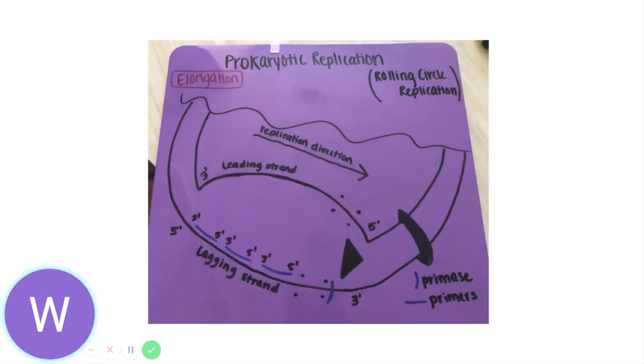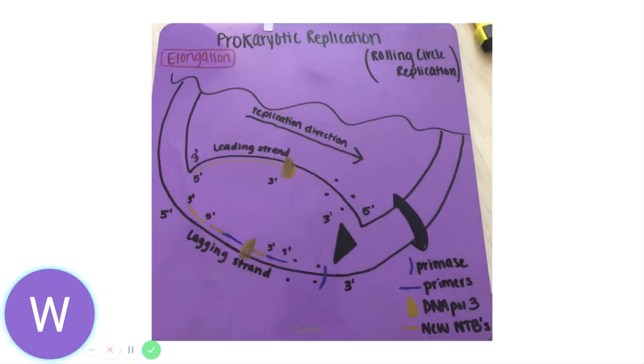So now we're going to move on to elongation. And as you can see, we have the replication direction heading to the right and our leading strand on top with our lagging strand on the bottom. So now that we've moved on to elongation, primase, which is a type of RNA polymerase, will lay down RNA primers on the lagging discontinuous replication strand so that DNA polymerase will have something to attach to.